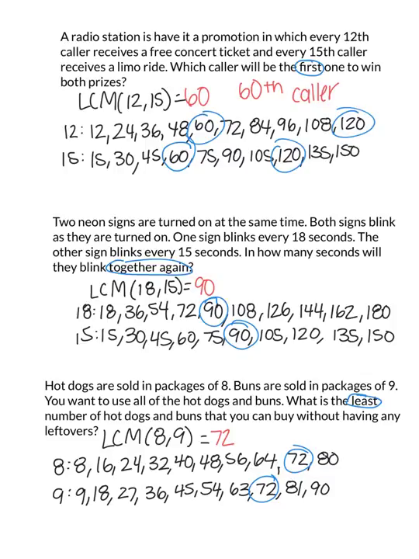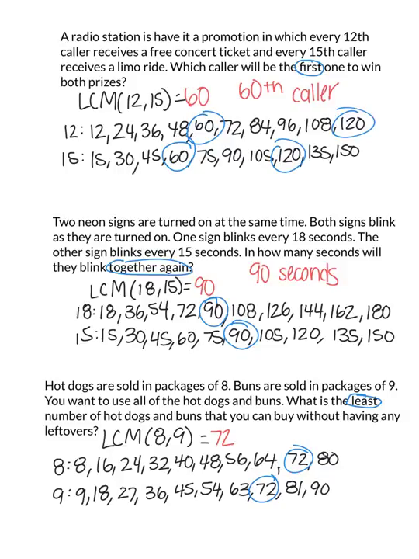In the second problem, our key word is together again. So we're looking at the time when it's together. It's the same amount at the same time. So in this case, the least common multiple is 90. So our answer to this one is 90 seconds.